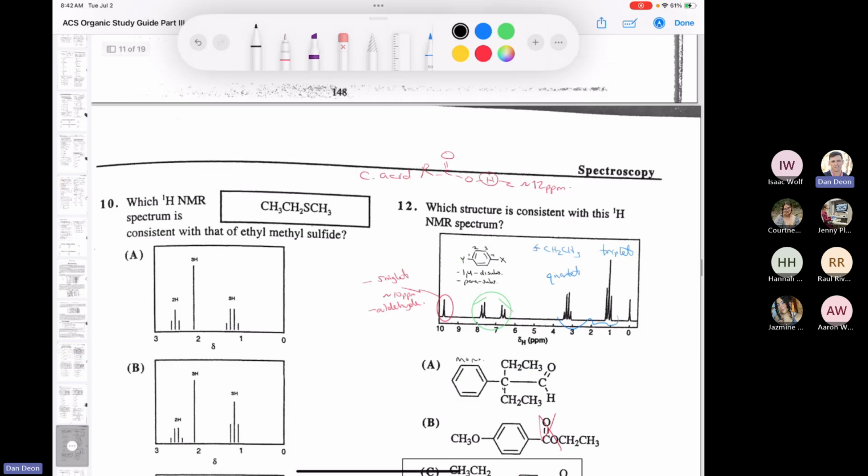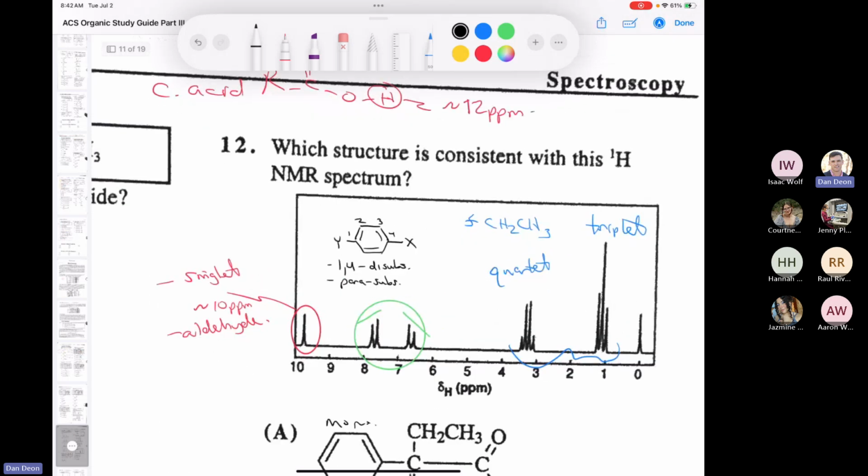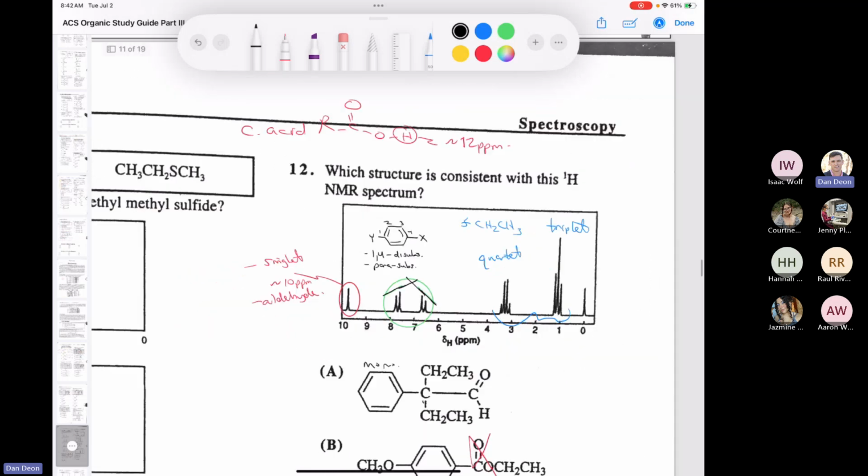So again, if you have in the aromatic section two doublets, and you see how these two are kind of pointing in towards each other, right? They're kind of leaning in like that, okay? That means you've got a pair of doublets and you've got 1,4 or para disubstitution on an aromatic ring, okay? So that's how you would clear that one up.